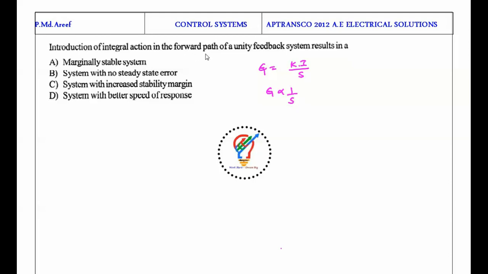So by introducing integral action in the forward path of a unity feedback system, what we are doing here is we are increasing the type of the system. As the type of the system increases, the steady state error is going to decrease. So as you are increasing the integral action in the feedback system, automatically the error is going to be 0. So the answer here is B.